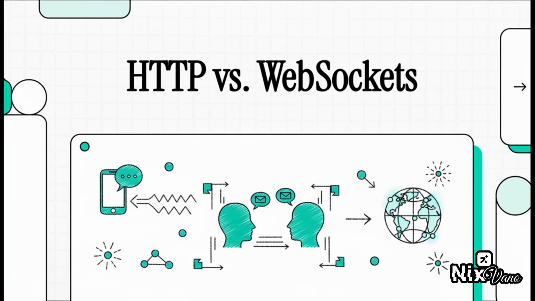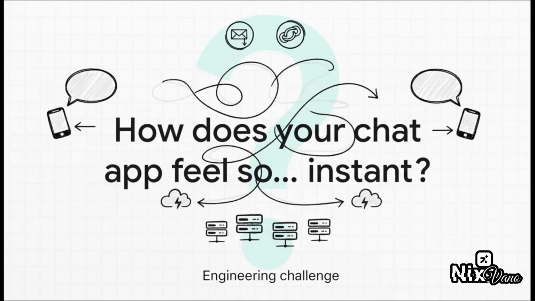Today, we're going to pull back the curtain on the tech that makes your chat apps feel so incredibly instant. You ever send a message and wonder how it gets to your friend halfway across the world in literally the blink of an eye? Well, let's break it down. I mean, it really feels like magic, doesn't it? You type, you hit send, and boom, it's there. But behind that super smooth experience is a really serious engineering challenge. How do you actually create a real-time two-way conversation over the internet?